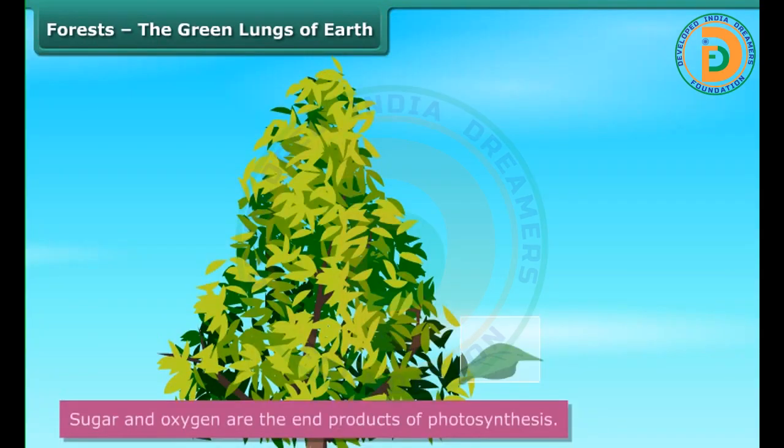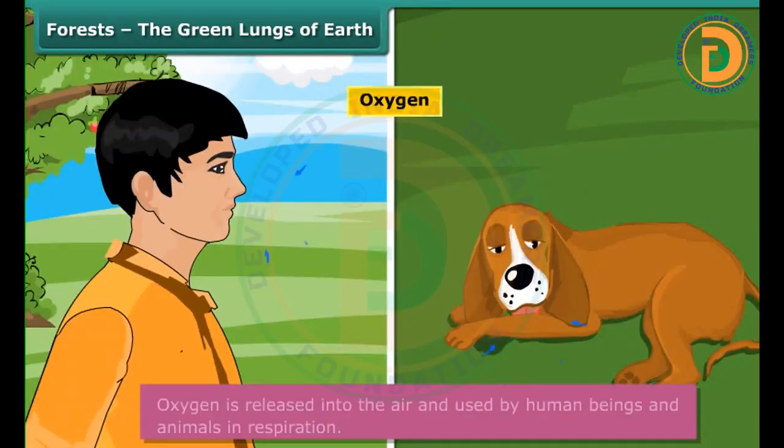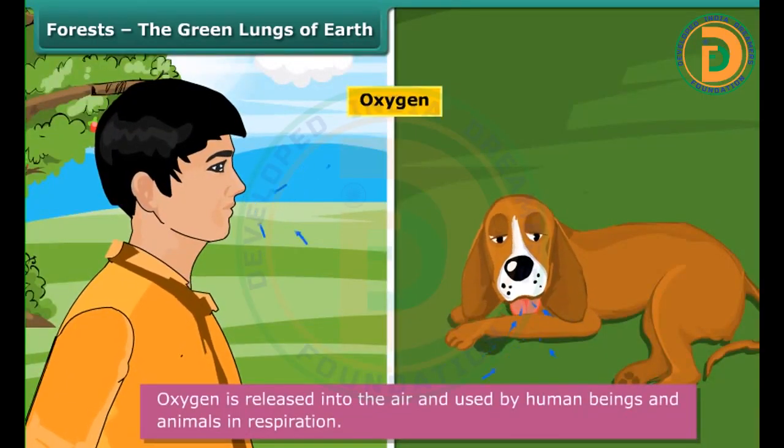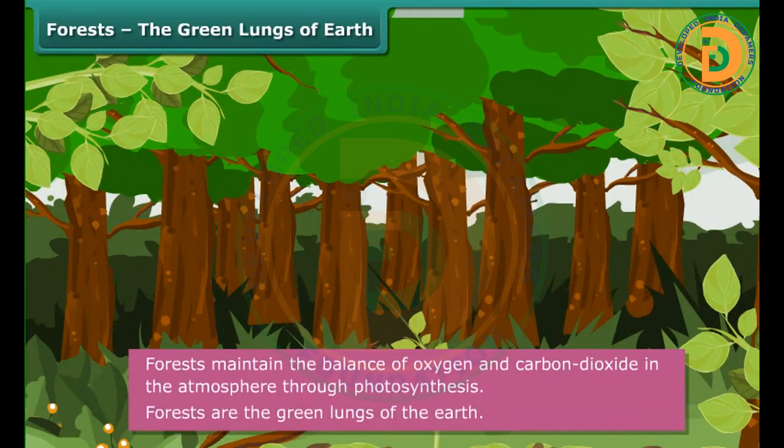Sugar and oxygen are the end products of photosynthesis. Sugar is transported to the rest of the plant. Oxygen is released into the air and used by human beings and animals in respiration. That is why forests are called the green lungs of the earth.